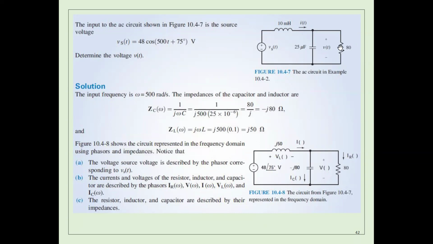So number one, I have to calculate the impedance of this one, which is easy, 1 over j omega C. And then here, you need to calculate the impedance of this one, which is j omega L. Omega is given, L is given, C is given. So now I can calculate the impedance here and the impedance here as well. So this is the circuit in the complex domain.